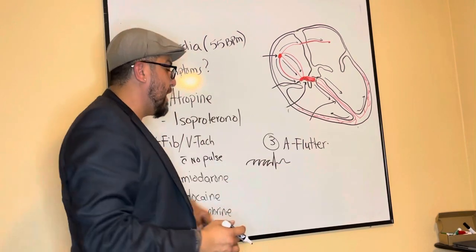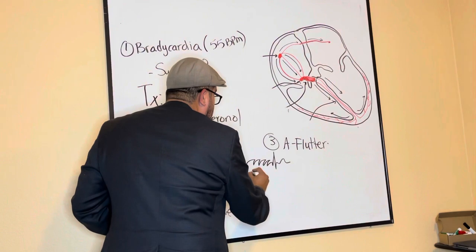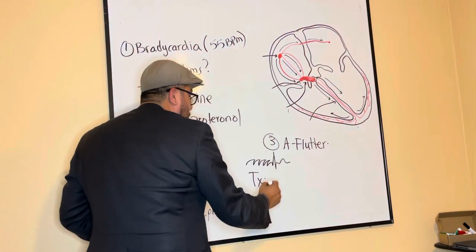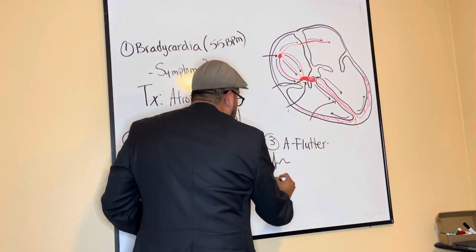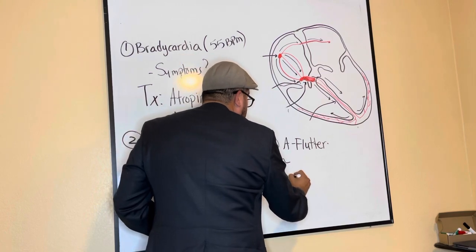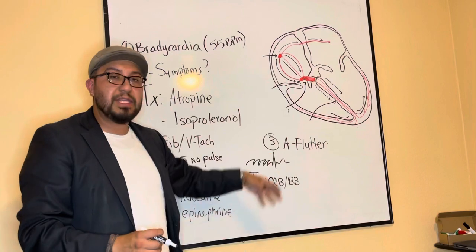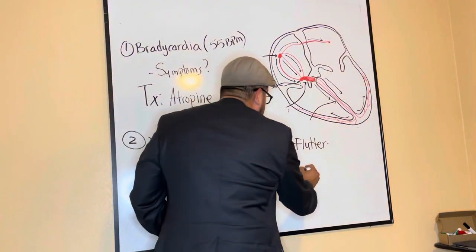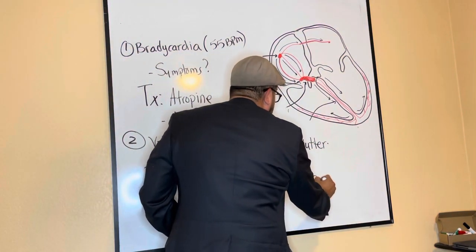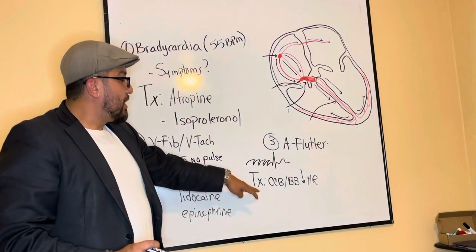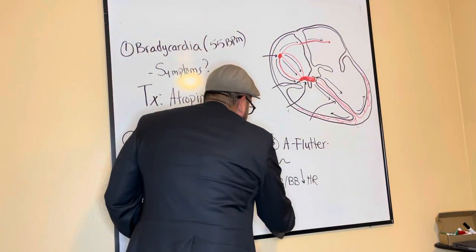What we do for atrial flutter is we treat it with, what we usually do is give calcium channel blockers. We could give beta blockers. These two medications, what they do is they decrease the heart rate, and that's essentially what we want to do when we have atrial flutter. We can also give anticoagulants.